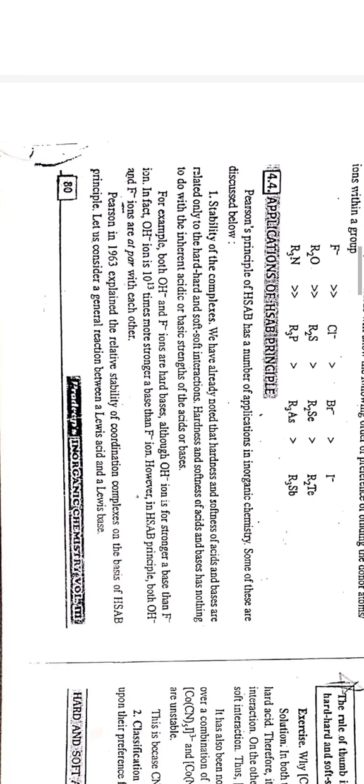Pearson in 1963 explained the relative stability of coordination complexes on the basis of hard and soft acid and base principle. Let us consider a general reaction between a Lewis acid and a Lewis base. A Lewis acid plus B Lewis base gives A-B complex. The complex AB will be most stable if A and B are either both hard or both soft. The complex AB will be least stable if A is hard and B is soft, or A is soft and B is hard.